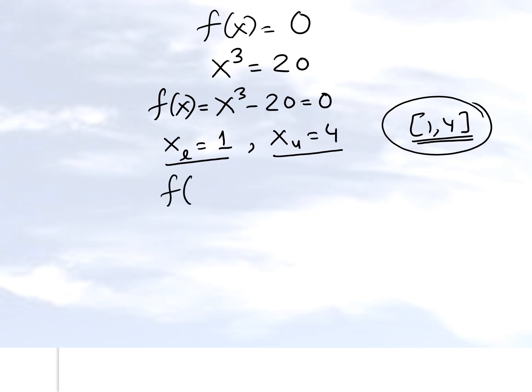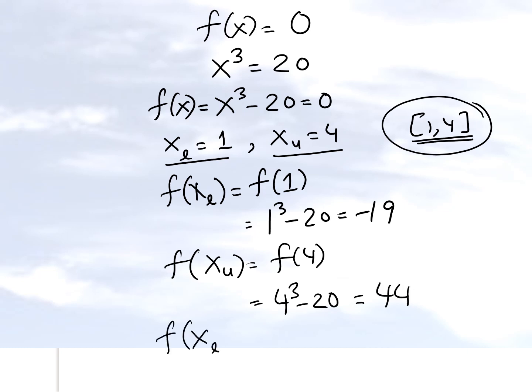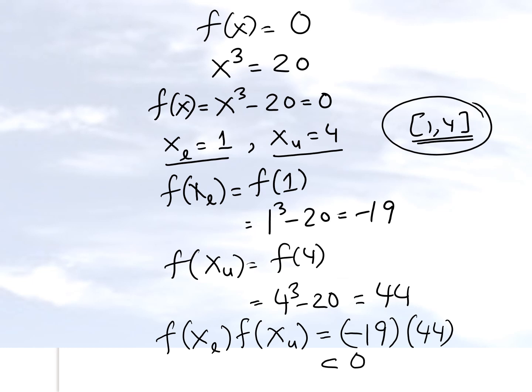So let's see what the value of the function at the lower limit is: 1 cubed minus 20, that's minus 19. What is the value of the function at the upper limit, which is 4? It will be 4 cubed minus 20, and this turns out to be 44. So the value of the function at the lower limit multiplied by the value of the function at the upper limit is minus 19 times 44, which is less than 0, which tells us that the 1, 4 initial bracket is valid.